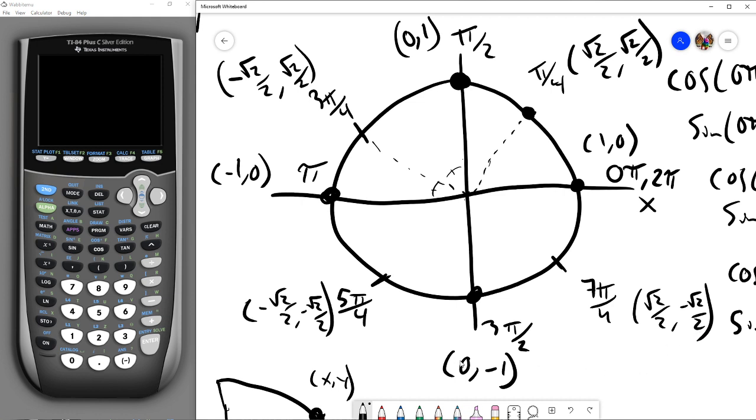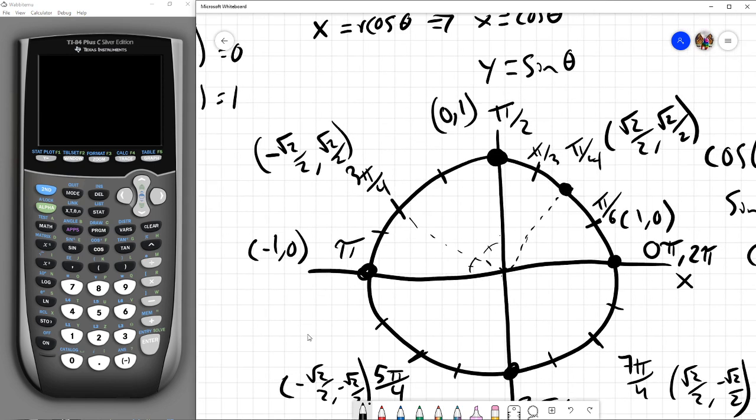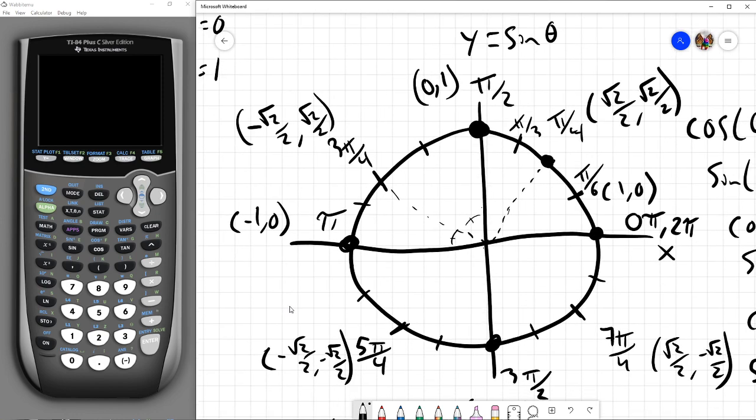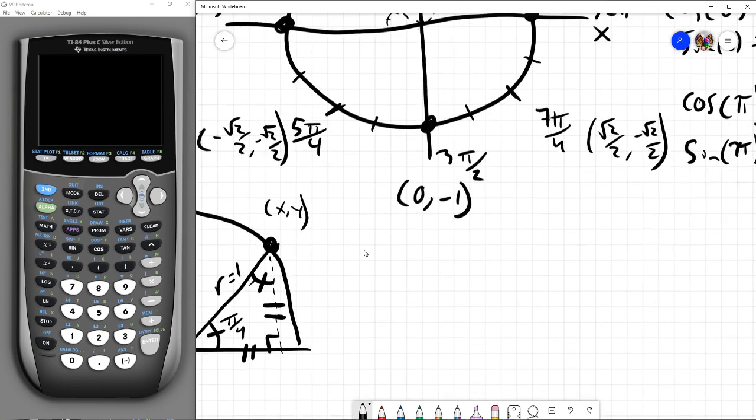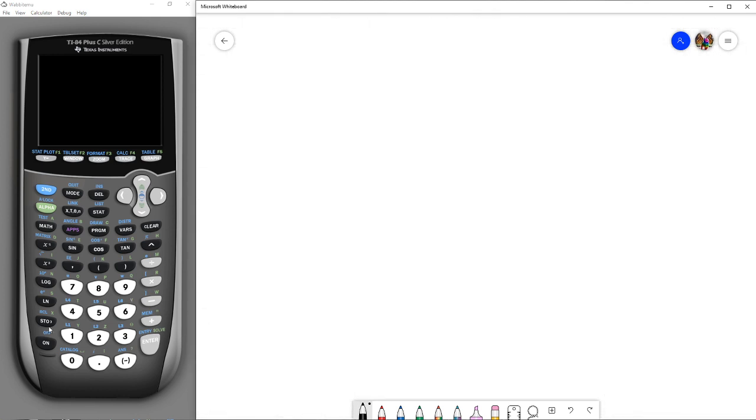Now, there's another important angle over here, and it's called pi over 6, and there's another one called pi over 3. The question is, what are the xy coordinates for pi over 6 and pi over 3? If we figure that out, we can figure out 6 more values. This is super exciting. So let's work on pi over 6 now. This is going to be a little more involved.